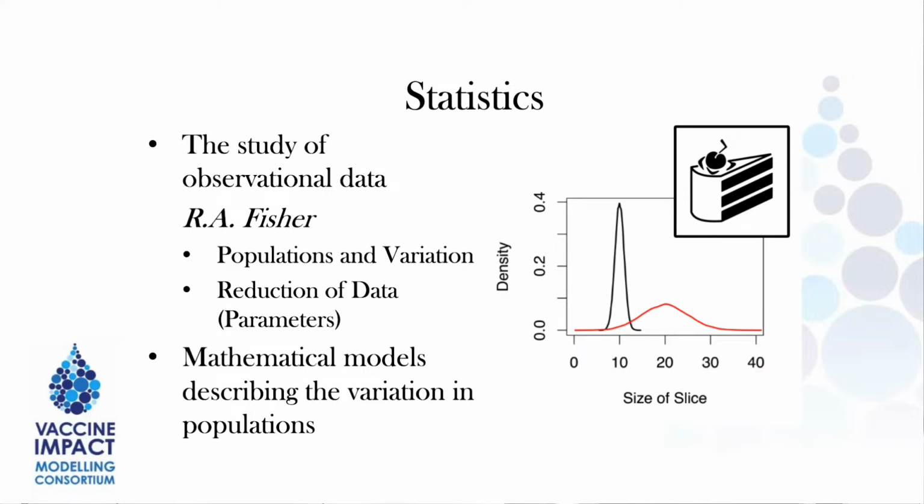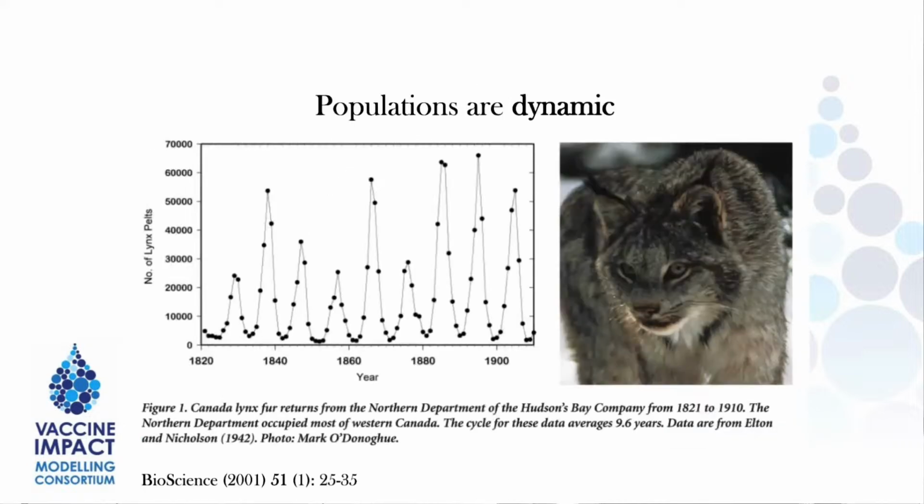Now, with biological populations and with epidemics, we have another challenge in that there isn't really a concept of a fixed population. Populations are always changing, abundance is changing over time, and in order to unpick and describe those types of behavior, those types of dynamics, we need a different type of mathematical model.